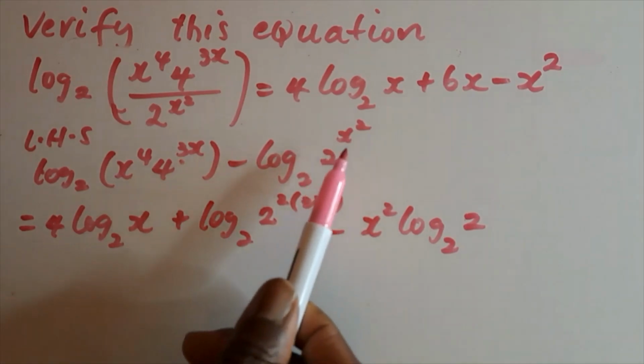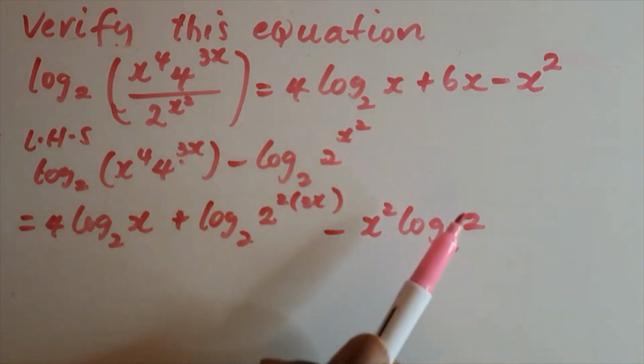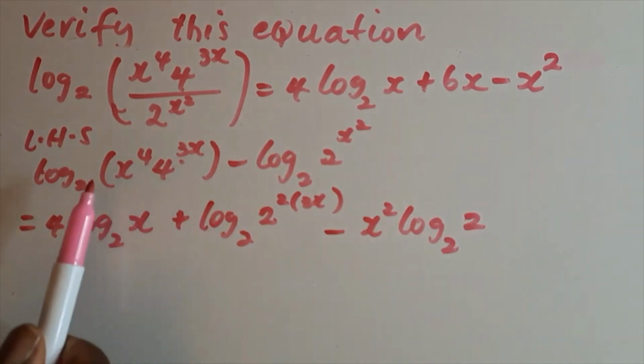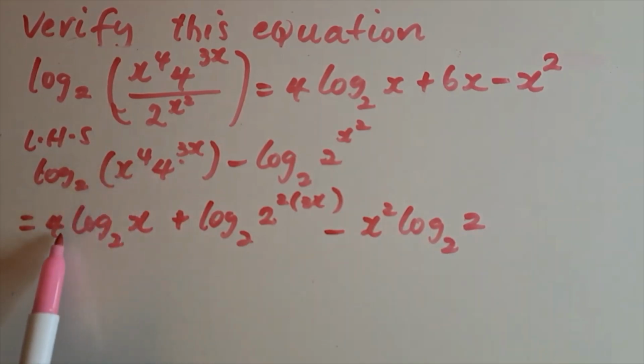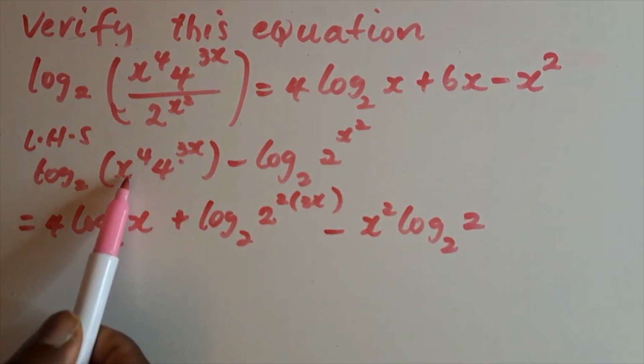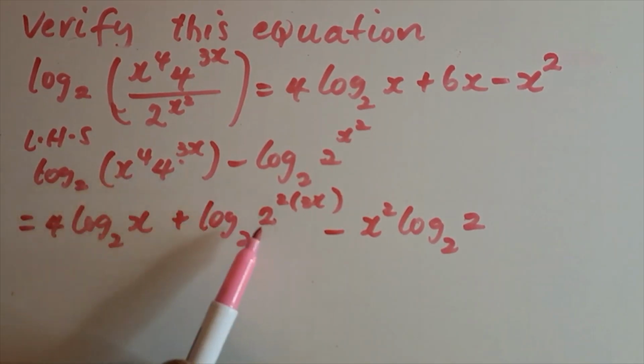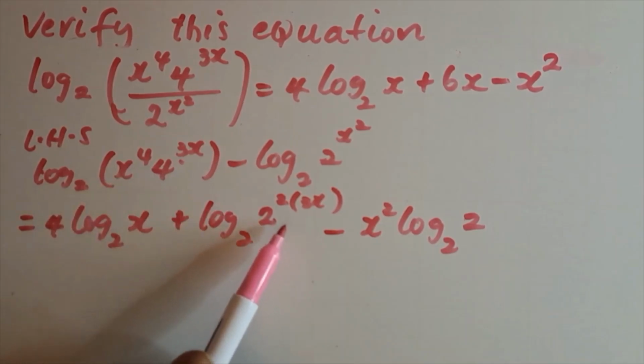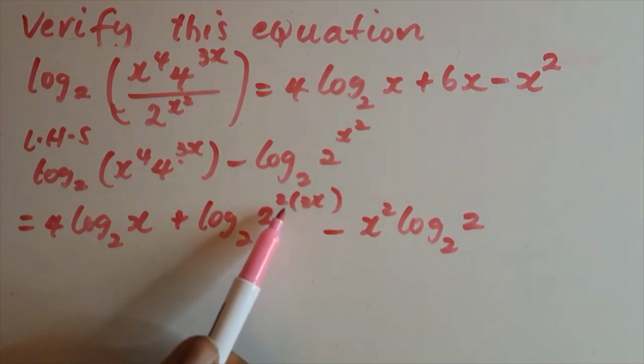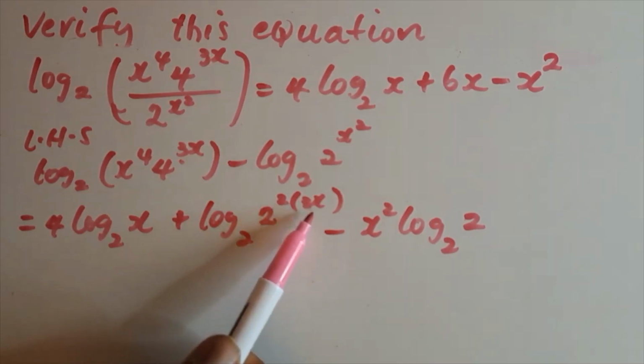So whenever we bring down the index or the power, we're still left with a base. Here we brought down 4, we're still left with a base of x. We haven't decided to do that in this step, but we'll do it in the next step. We'll bring down this power. Now it becomes 3 times 2, which is 6x.